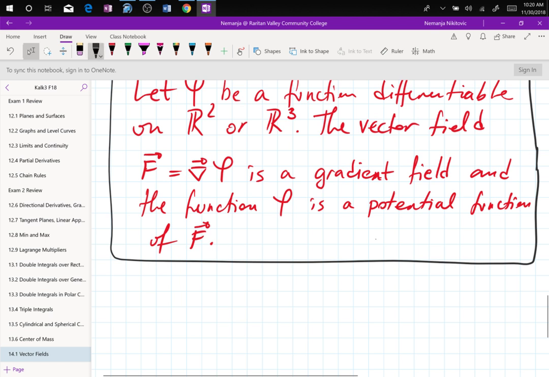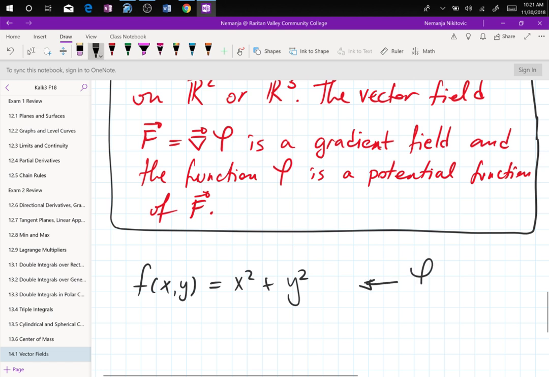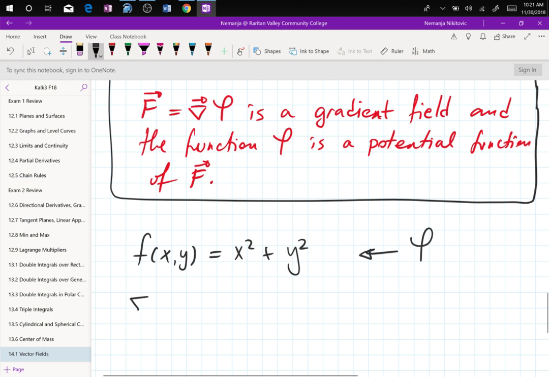What does this mean? Give me any scalar function that you know. Give me anything. X squared plus y squared. Fine. There you go. This is what we would call phi. What is the gradient of phi? We are back now to chapter 12, right? So what is this? 2x, 2y. That thingy is your F. See that? We didn't learn anything new other than new names, right? We took the same concept that you know from chapter 12 and just gave it a new name.